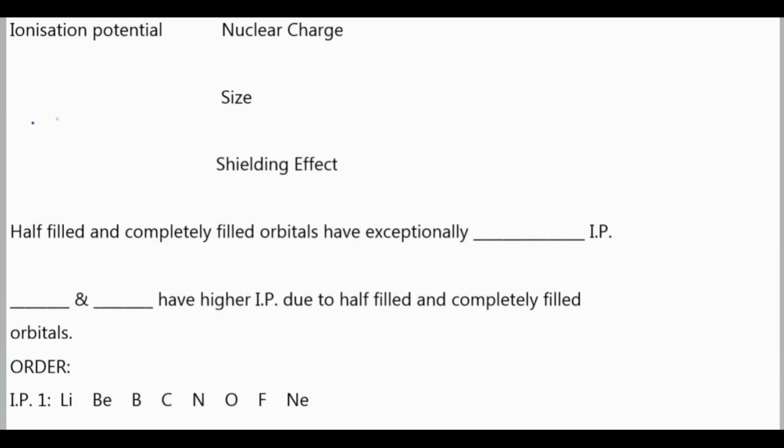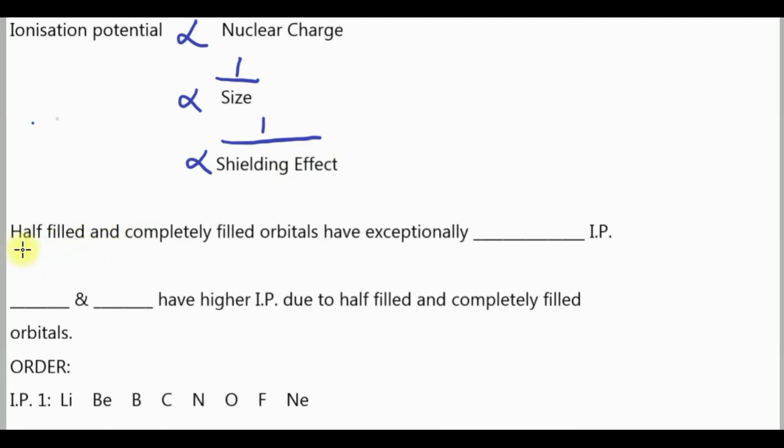First of all, you need to know what ionization potential is and what it is dependent on, and how exactly these factors are related to each other. Ionization potential is the energy required to remove the outermost electron from a neutral isolated gaseous atom. It is directly proportional to nuclear charge, inversely proportional to size, and inversely proportional to shielding effect. Let me know in the comments down below if you need a more detailed explanation for these factors and how they are related.